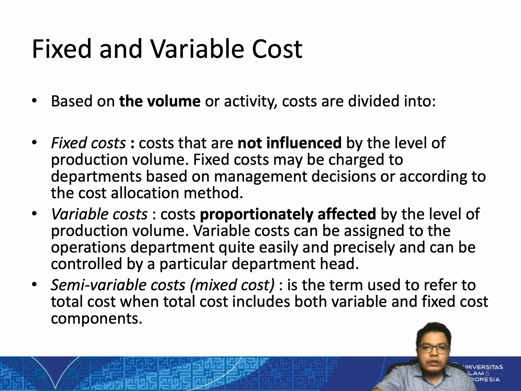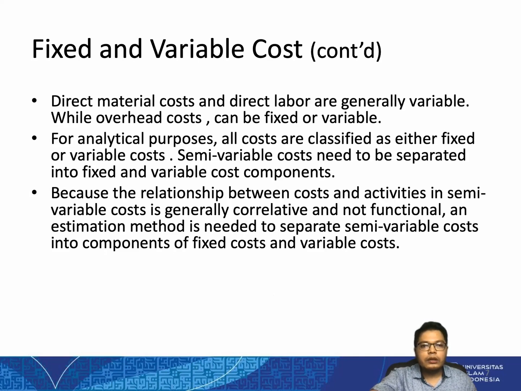But there is also semi-variable cost, or we also call it mixed cost. This is the term used to refer to total cost when total cost includes both variable and fixed cost components. So if it is mixed between variable and fixed cost, then we call it a mixed cost or semi-variable cost. Okay, direct material cost and direct labor are generally variable, while overhead cost can be fixed or variable. This is usually like this.